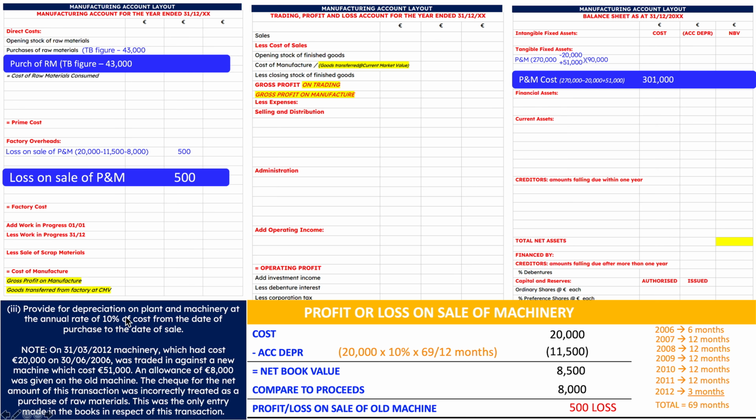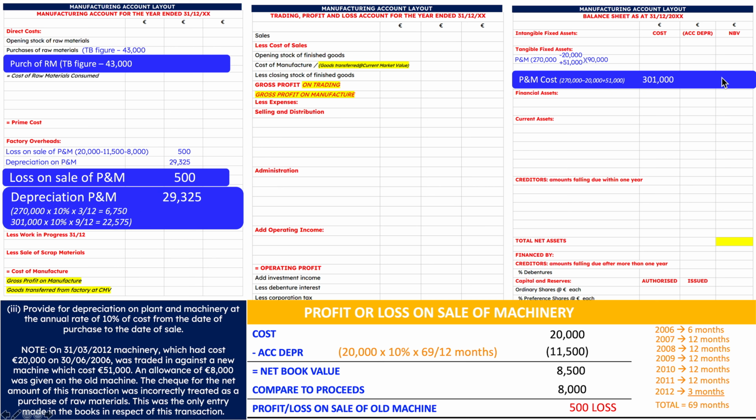So the depreciation is worked out at an annual rate of 10% of cost from the date of purchase to the date of sale. At the start of the year, we had 270,000 worth of plant and machinery. Multiply that by 10% and then for the first 3 months of the year is 6,750. Then after we sold the old and got the new, our cost was 301,000 by 10% by 9 over 12 months, that's 22,575.